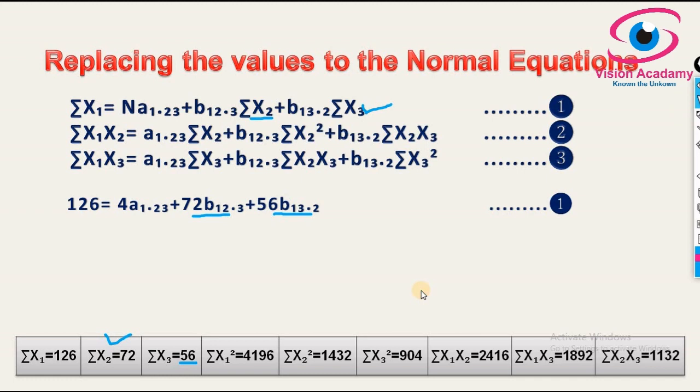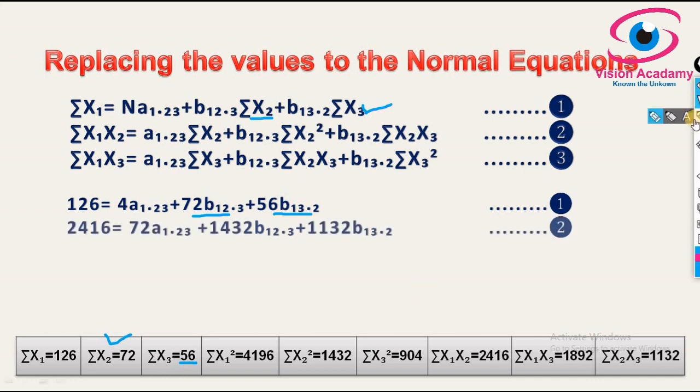Now let us replace the values in the second equation. Summation x1 x2 is 2416. Summation x2 is 72 with a1.23, and summation x2 square is 1432, and summation x2 x3 is 1132. So we are just replacing the values in the equation.